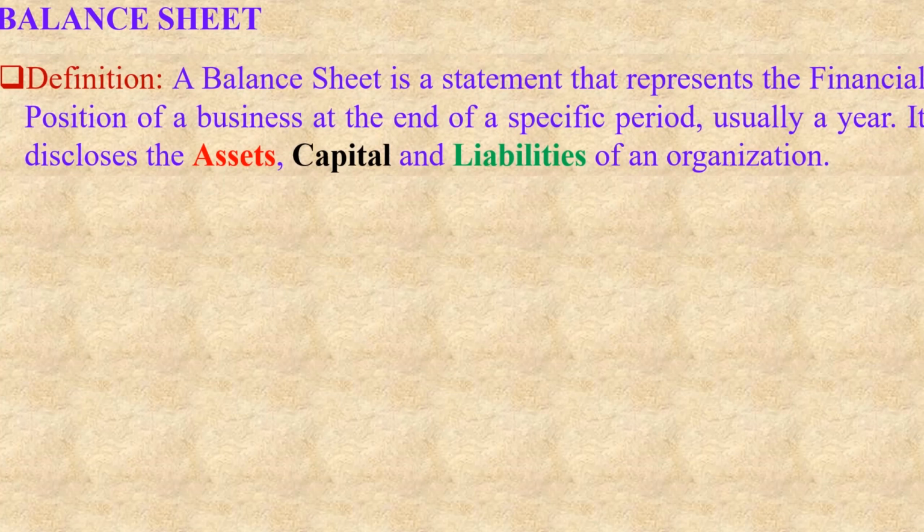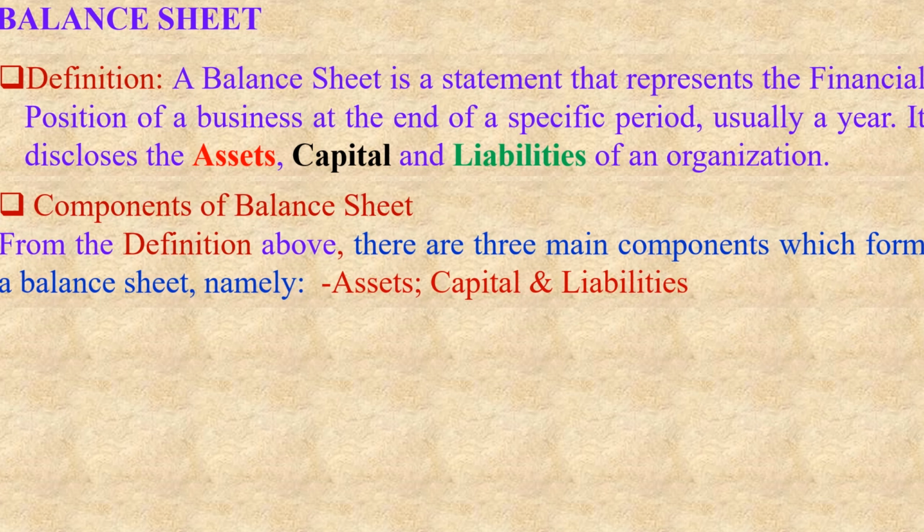What is a balance sheet? A balance sheet is a statement that represents the financial position of a business at the end of a specific period, usually a year. It discloses the assets, capital, and the liabilities of an organization. Out of this definition, you realize that balance sheet has three main components, namely assets, capital, and the liabilities.